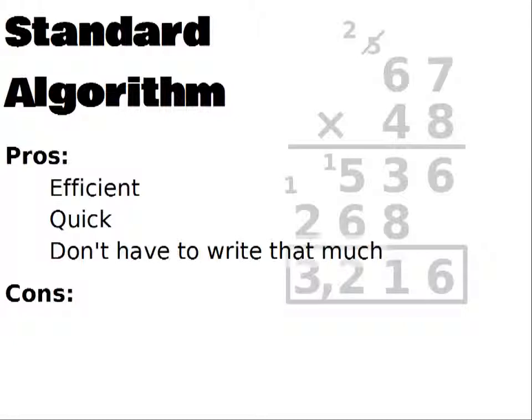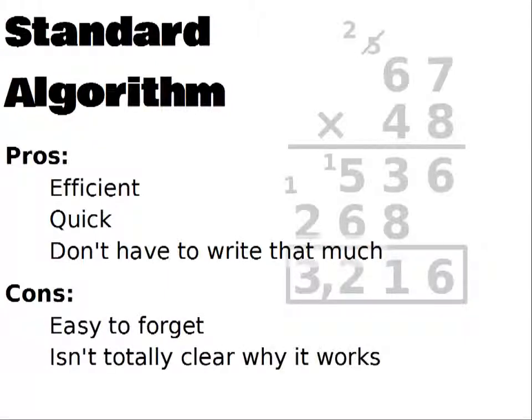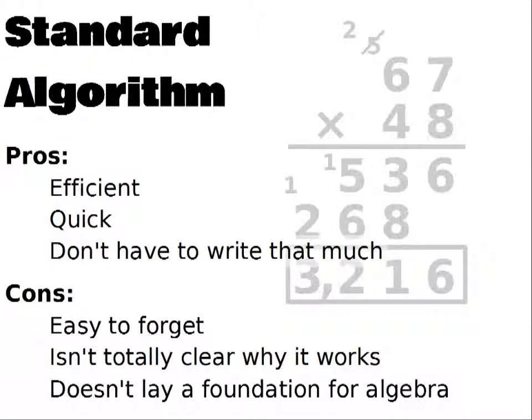Now, the standard algorithm also has some cons. First, this is an algorithm that's easy to forget. So many times, as a math teacher, I see students forget to shift over that second row or the third row, or they forget what they're supposed to multiply. It's not very clear why this works. I'll bet if you thought about it, you'd have to think a little while about why this actually worked to multiply these. And it doesn't really lay a foundation for algebra.